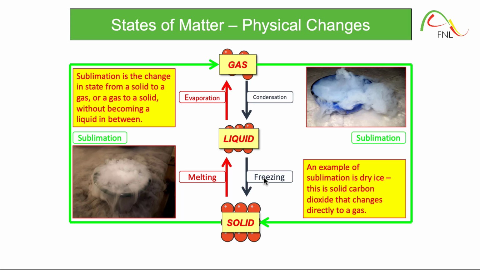Now there are certain examples, only very few, where certain substances bypass the liquid and change straight from solid to a gas. So sublimation is a change in state from a solid to a gas, or gas to a solid, but they don't bother becoming liquid in between. An example of sublimation is dry ice. Solid carbon dioxide changes directly to gas. So solid carbon dioxide doesn't bother becoming liquid. It goes straight from solid to a gas.